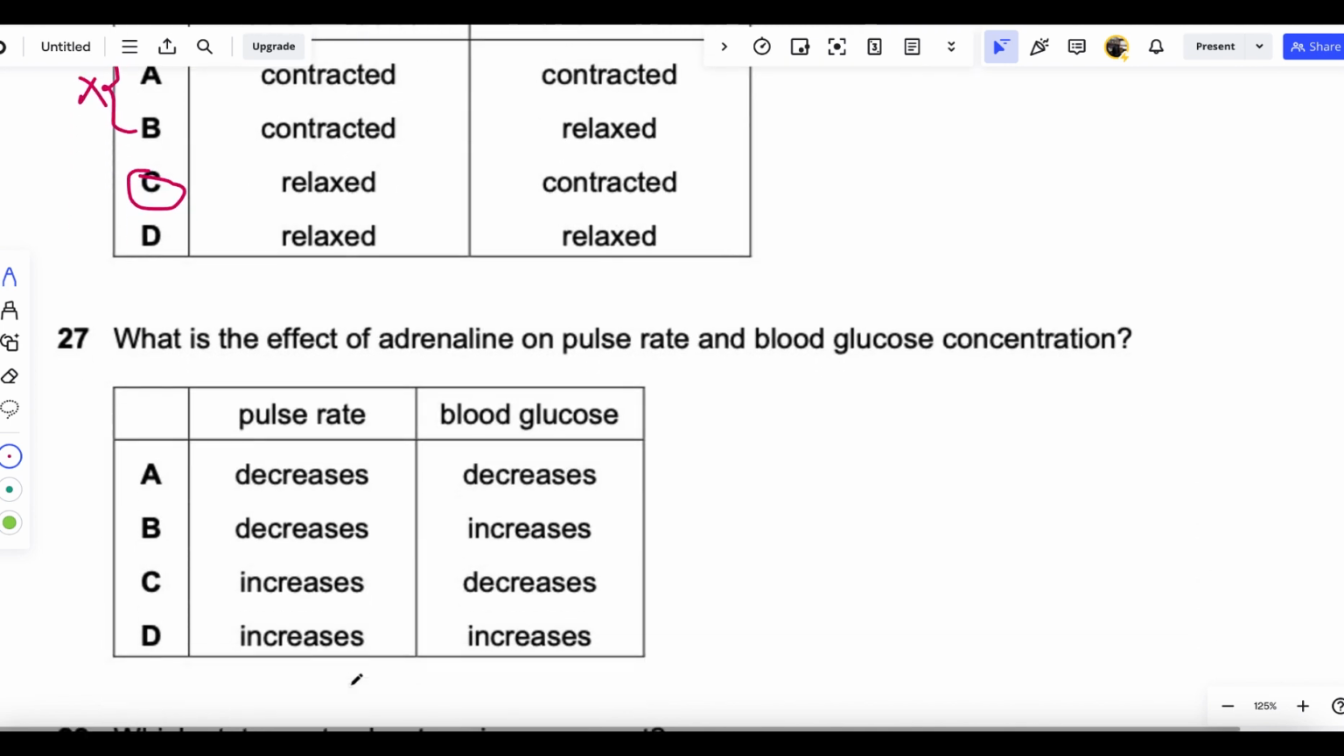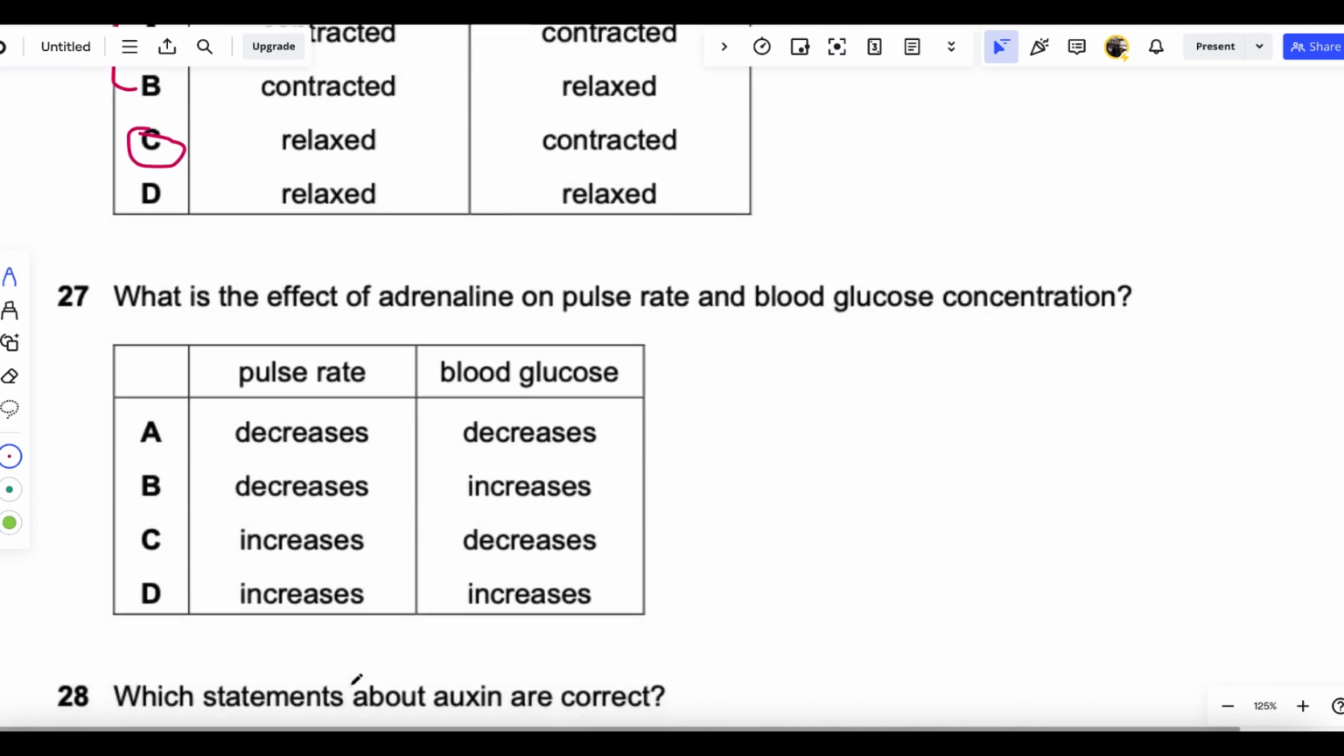So we move on to question 27. What is the effect of adrenaline on pulse rate and blood sugar concentration? What is the effect of adrenaline on pulse rate and blood glucose concentration?